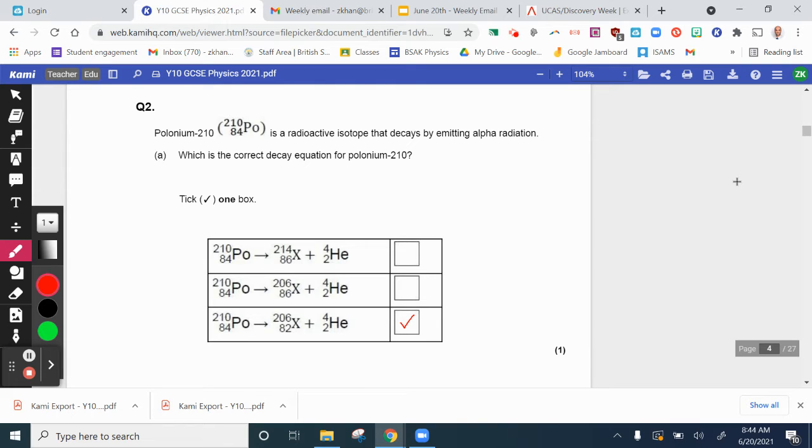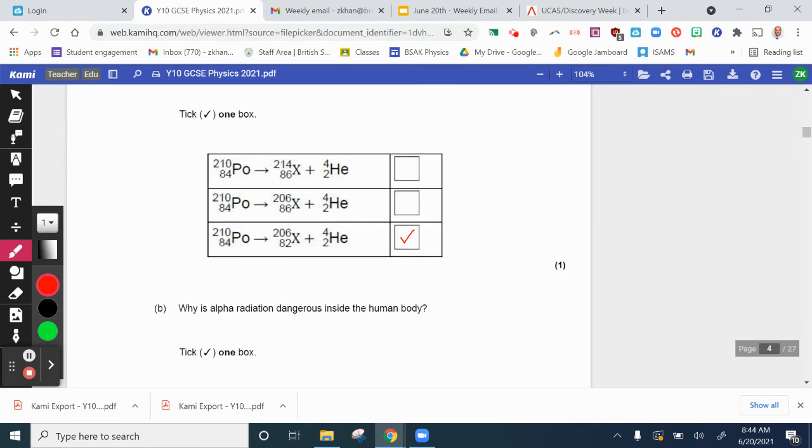So we are looking for 210 on the left hand side. These two numbers must add up to 210. If you have a look, this number and this number add up to 210. This number and this number also add up to 210. This one, not so much. That's 218. So we can discount the first line. The bottom number is 84. 82 plus 2 should give us 84, which it does. 86 plus 2 gives us 88, and that is not the total on the left hand side. So the answer is the last one.